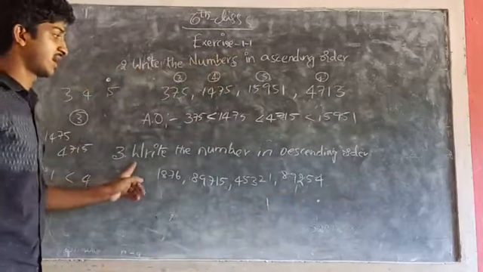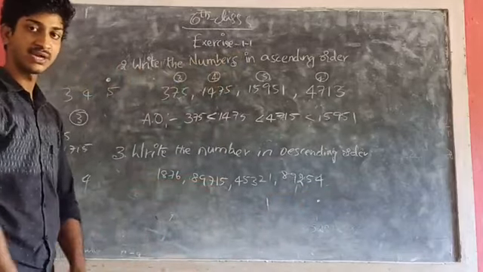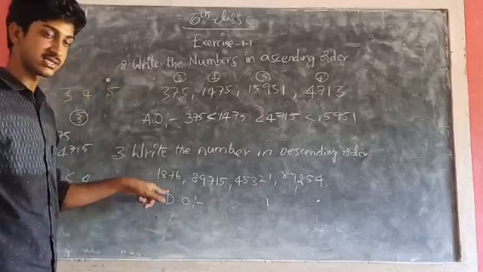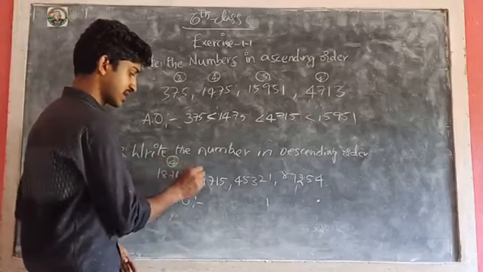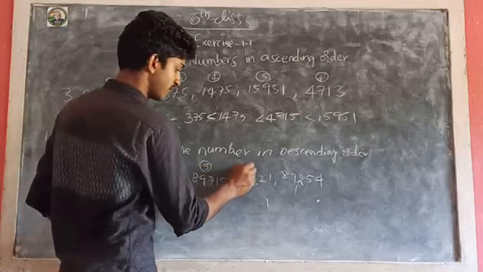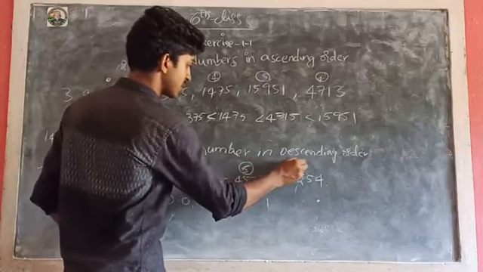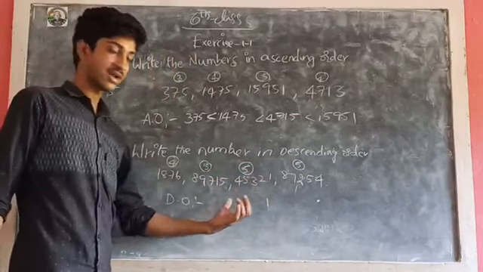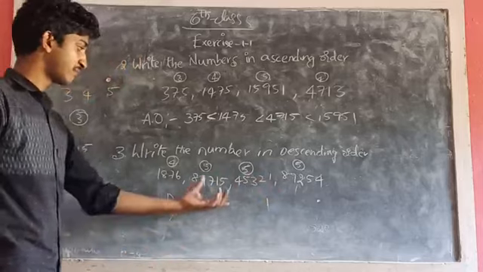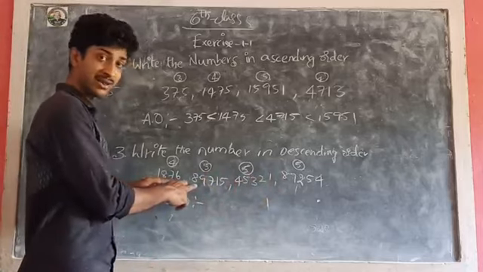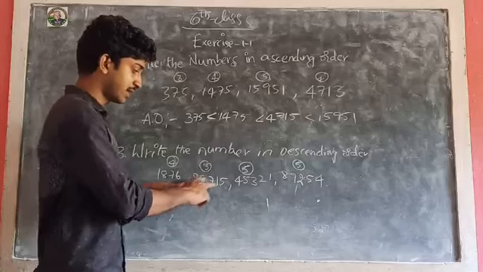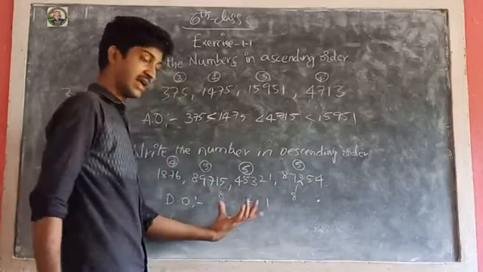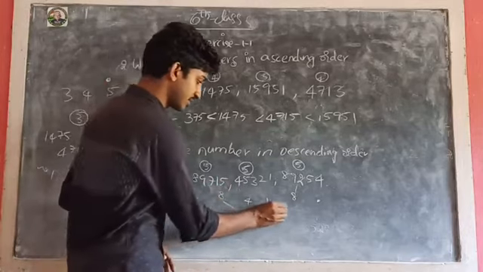Okay, and the next question, write the numbers in descending order. Descending order means larger number to smaller number. If we compare the digits in each number, we get 4 digits here, 5 digits here, again 5 digits here, also 5 digits here. A 5 digit number is the larger number. So 3 numbers are 5 digit numbers. So compare these 3 numbers. Here the 10,000 place value is 8, and here it is 4, here 8. So 8 is greater than 4. So we compare these two numbers now.